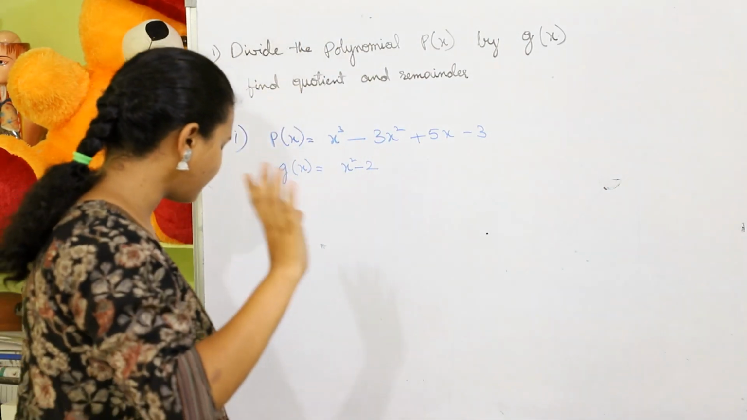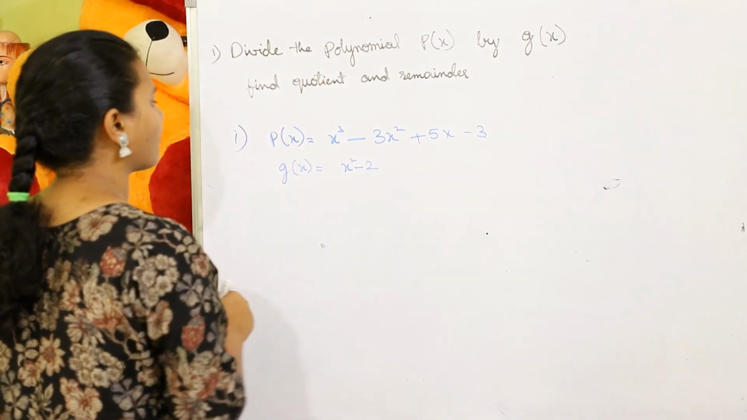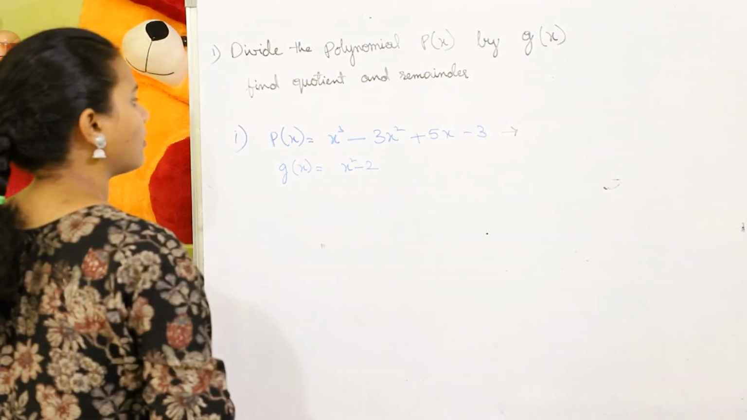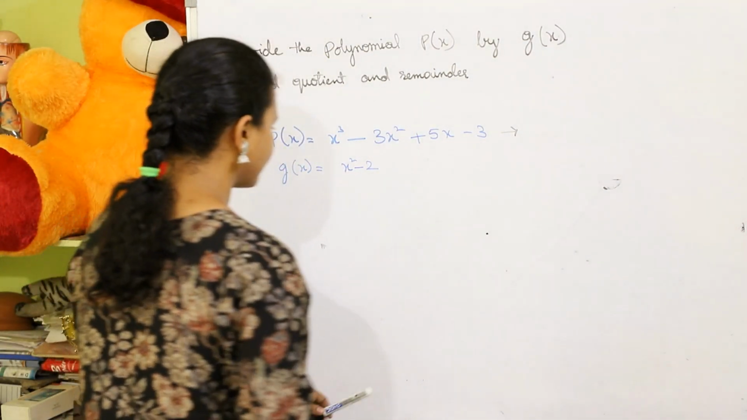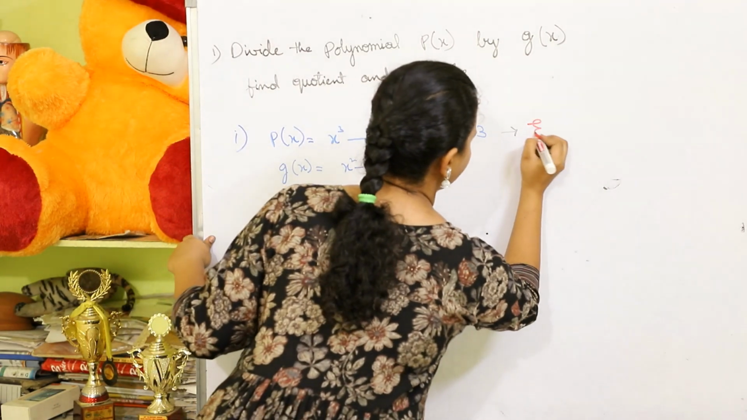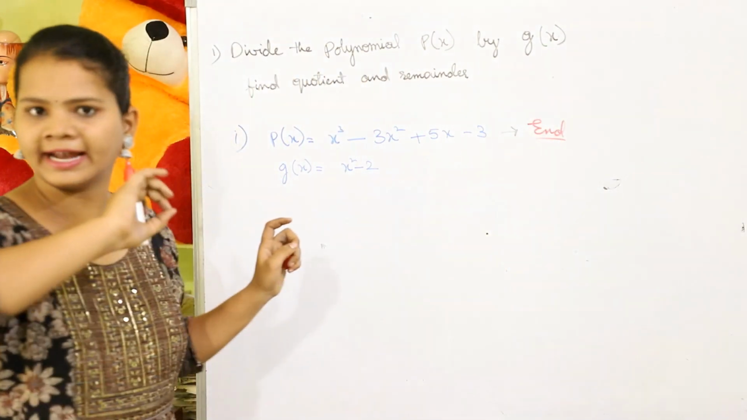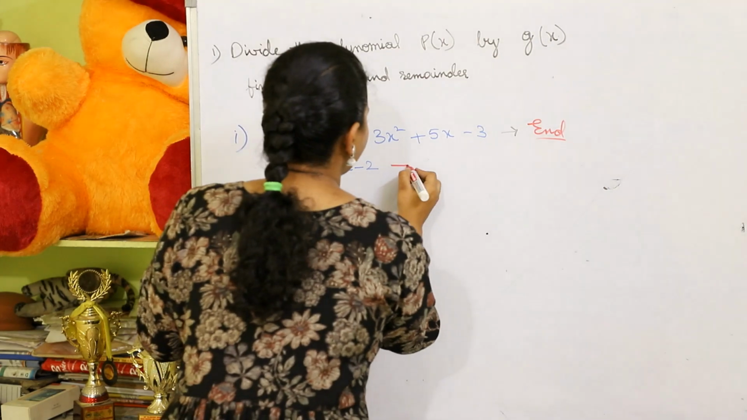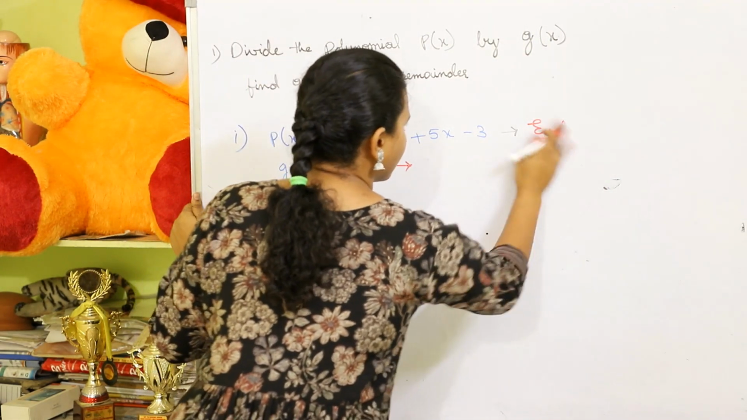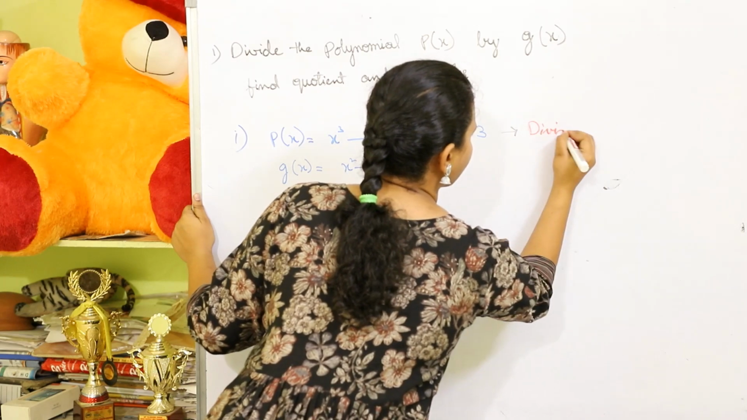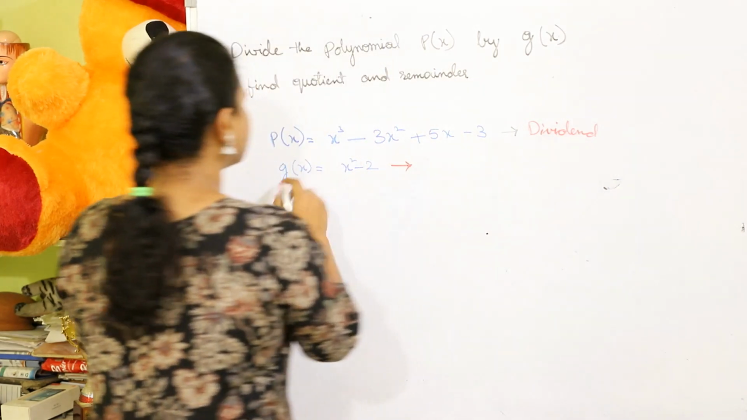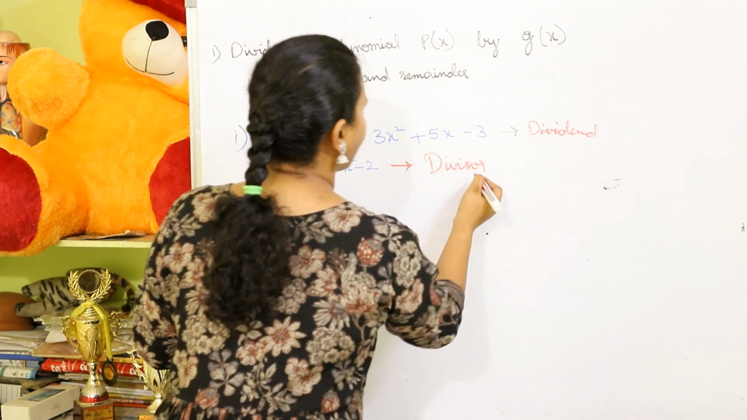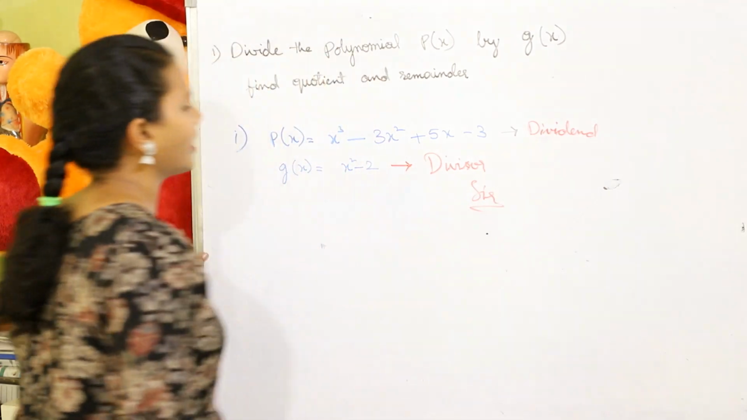Remember, the main important point is that p of x is always the dividend. Remember, dividend has 'end', e and d, end. Dividend means the number that we get in the middle of the box. And g of x will always be the divisor. Divisor means what we divide by. So remember it like that.